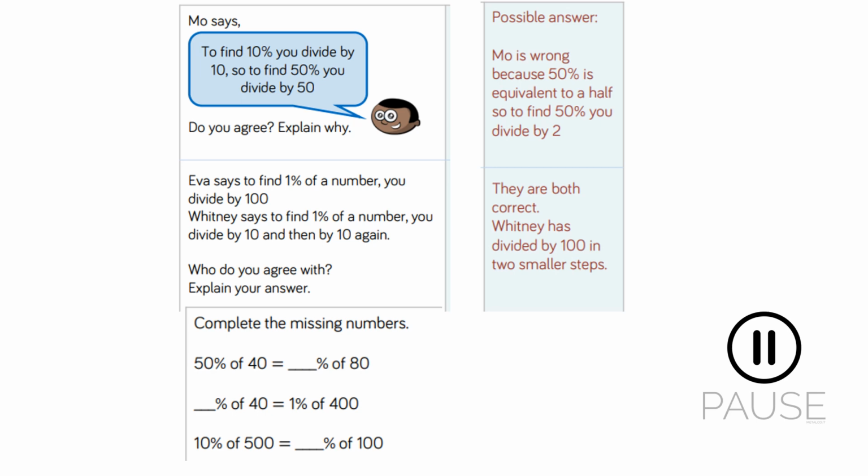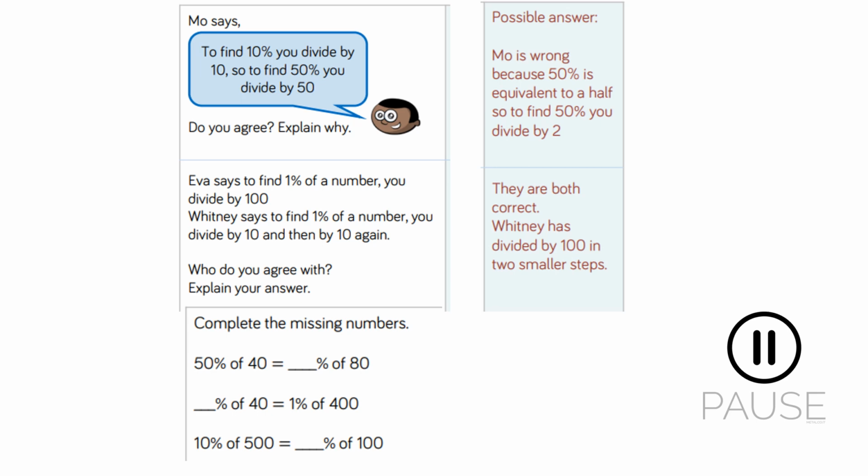Eva says to find 1% of a number you divide by 100, and Whitney says that you divide it by 10 and 10 again. They're actually both correct. The only difference is Whitney split it down into 2 steps, so she's divided it by 10 and then 10 again, which ultimately is the same as dividing by 100, because 10 times 10 is 100.